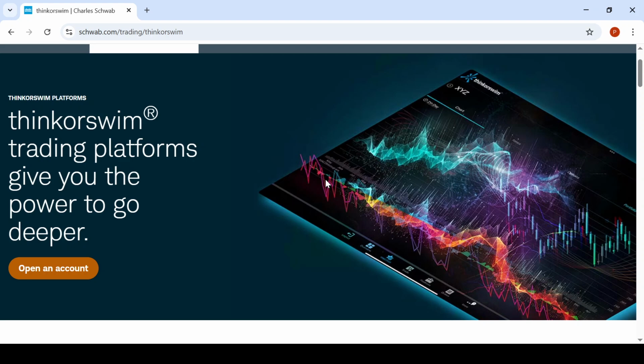Due to its extensive feature set, the learning curve is steep and you may find yourself spending weeks just learning how to navigate effectively. Also, some advanced features require additional data subscriptions that add to your monthly cost.